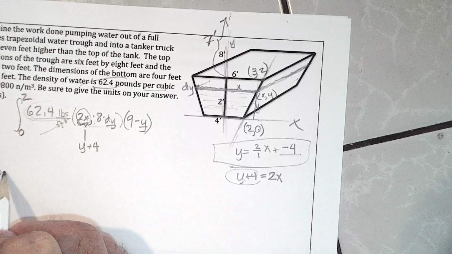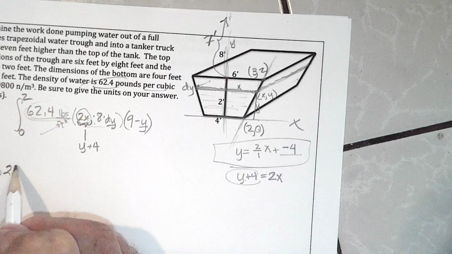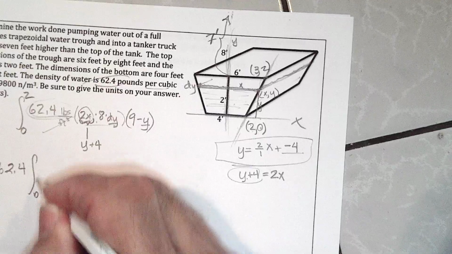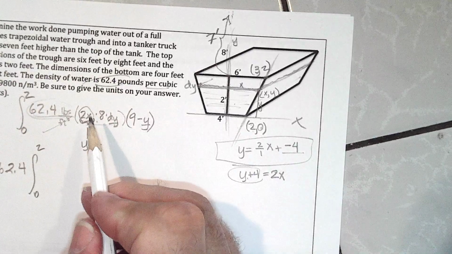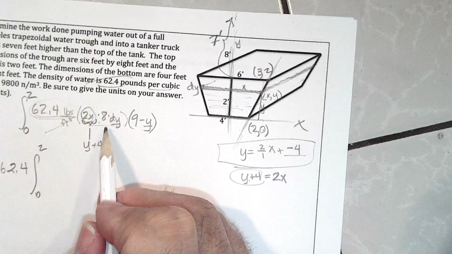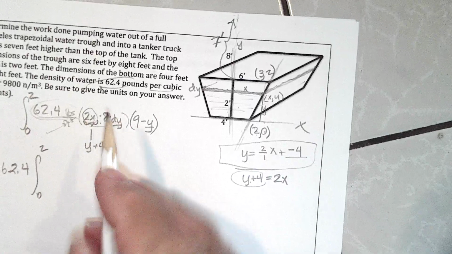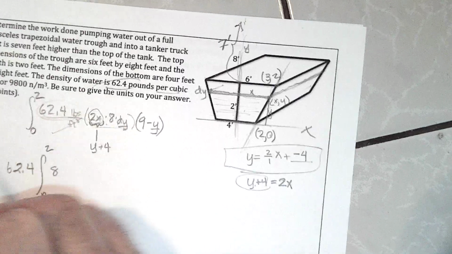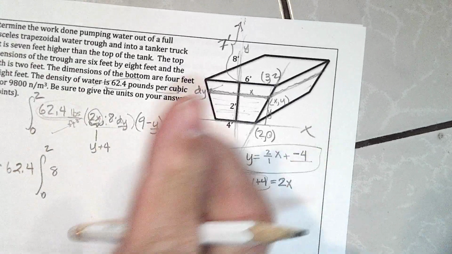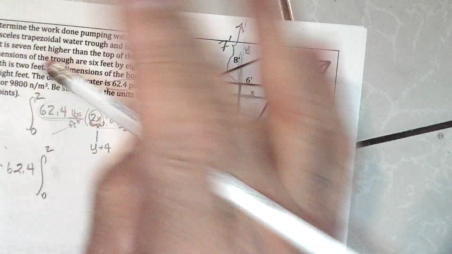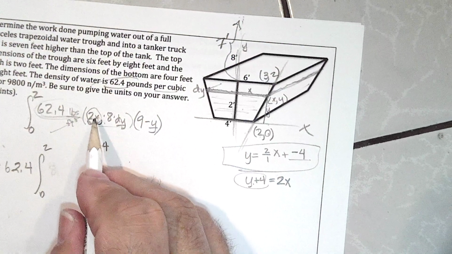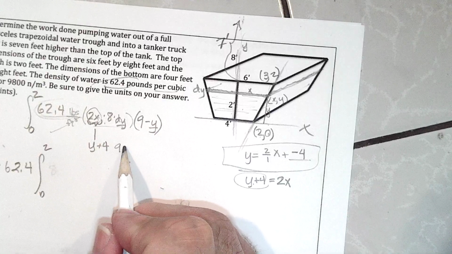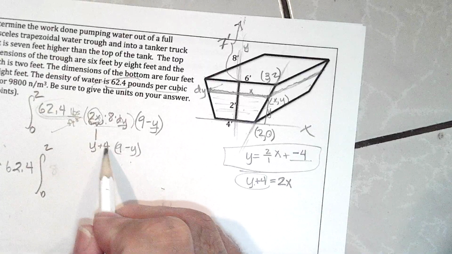So I have 62.4, 0 to 2 of, let's see, 8 times this is 8. Well, I could just pull the 8 out because it's times everything. So I got y plus 4 times 9 minus y, excuse me, I said that wrong.